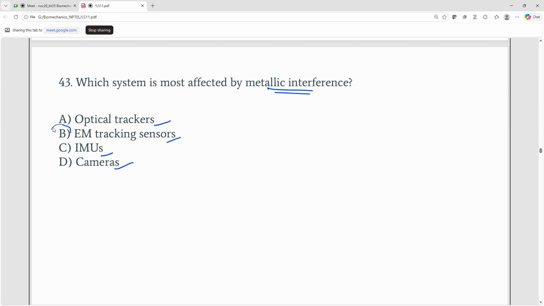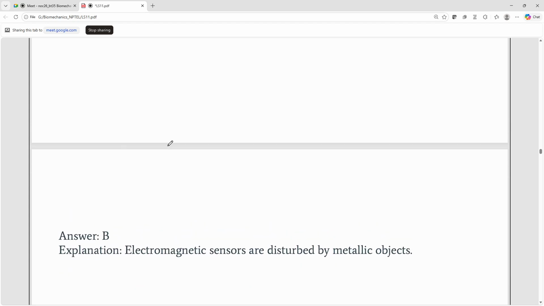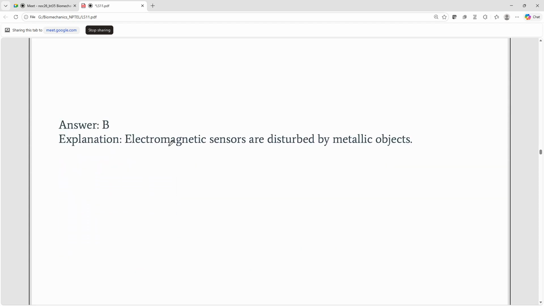Correct answer is option B, electromagnetic tracking sensors, because electromagnetic sensors can be affected by metallic interference. So electromagnetic sensors, or EM sensors, are affected by metallic objects.